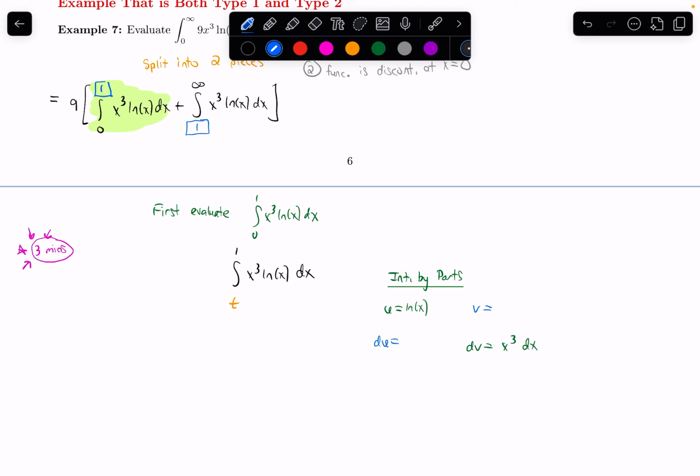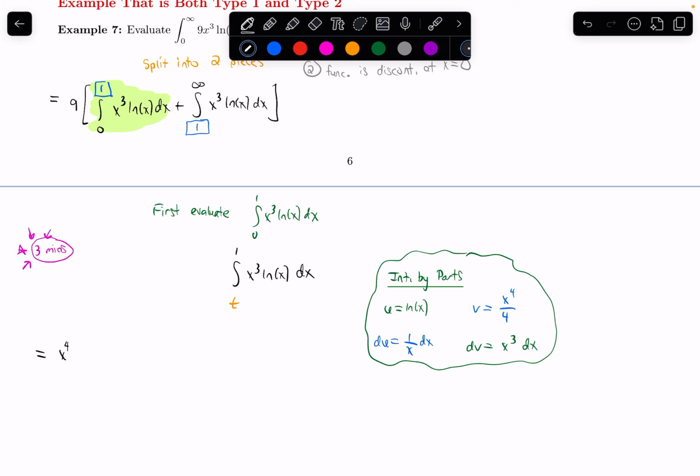Then I got to write my du and my v. Well, du would be 1 over x dx. And v, my antiderivative, that would be x to the 4 over 4. Okay, so let me put this in a thought bubble. And now let's plug in. Let's use the formula for integration by parts.